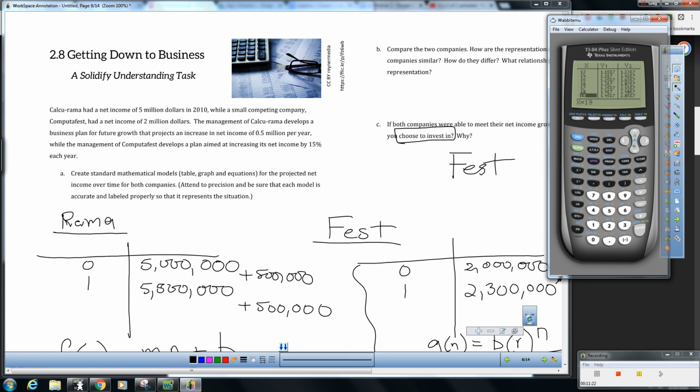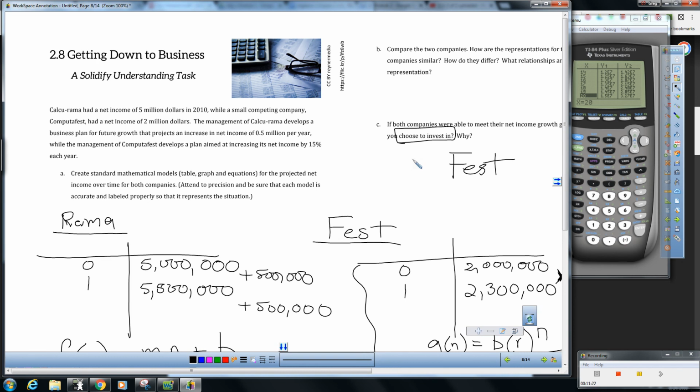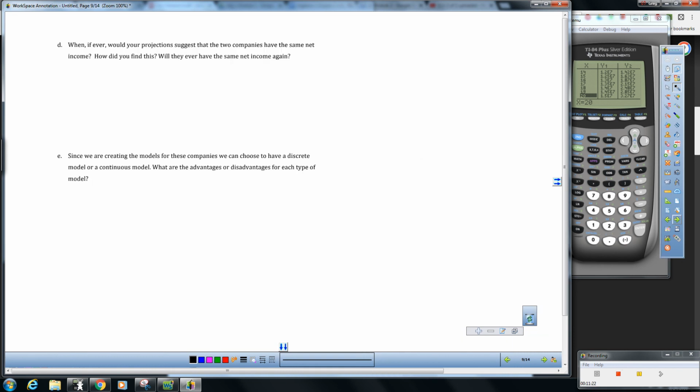If you just go to 20 years, now Rama is worth 1.5, that's $15 million, and Fest is worth $32 million. So if you just would wait 20 years, your investment would be worth so much more, literally more than twice as much, because of the exponential growth. And that's the thing that I'm really passionate about you guys learning from this section.